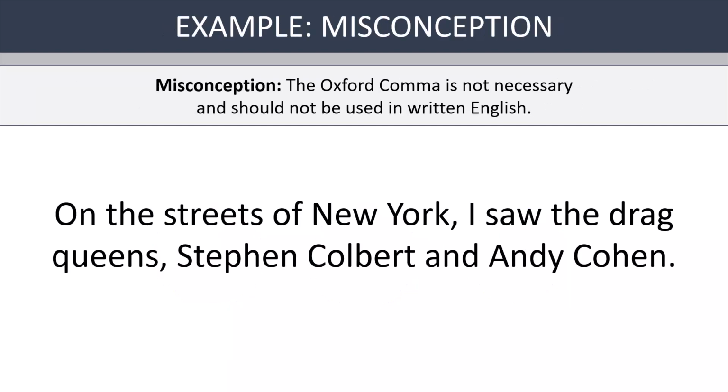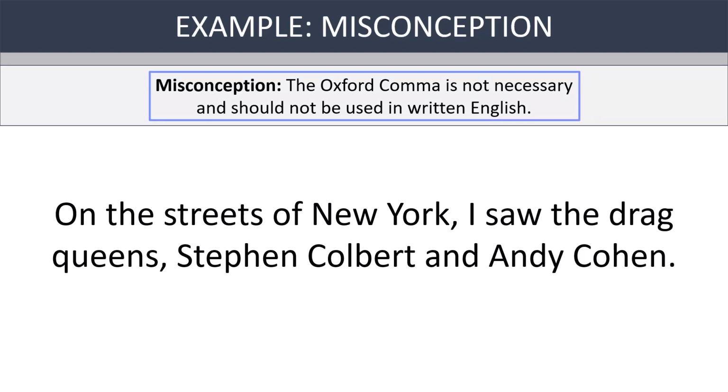So let's take a quick look at how refutation text might be structured when dealing with the topic of the Oxford comma. Now remember that the first component of refutation text is the misconception. And here on the screen we see that our misconception is the Oxford comma is not necessary and should not be used in written English.